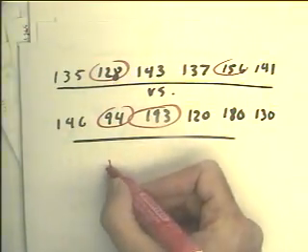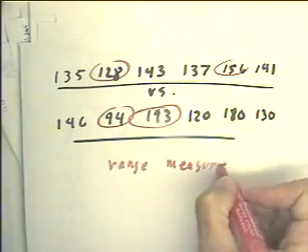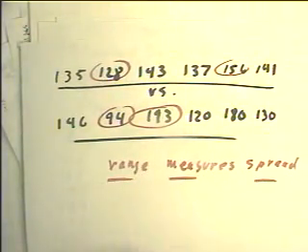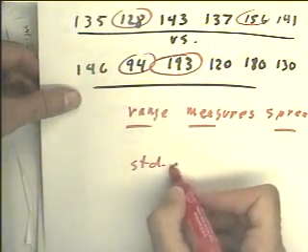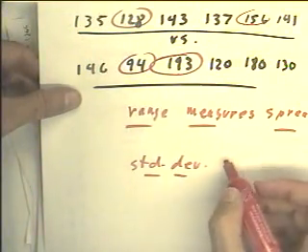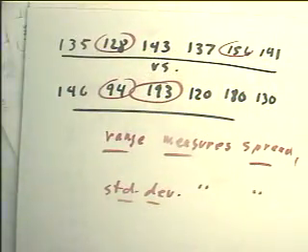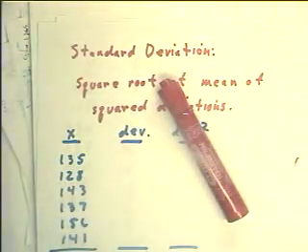So, range measures spread of a distribution. And another thing that measures the spread is the standard deviation. It also measures spread. Now the range is pretty easy to understand, and the standard deviation really isn't that hard to understand. It's a little bit hard to understand why we do the calculation exactly the way we do it, but it isn't hard to see that this calculation is going to measure the spread of a distribution.